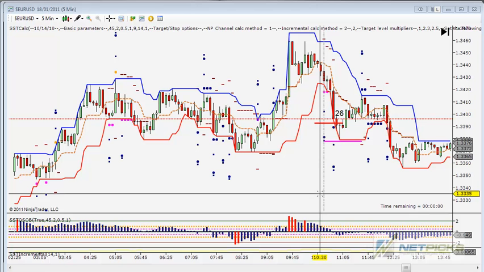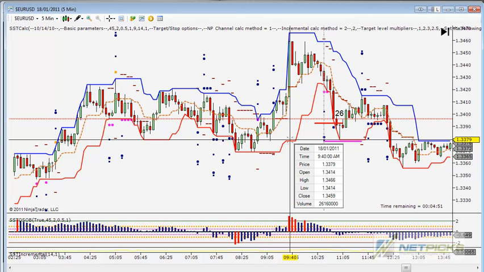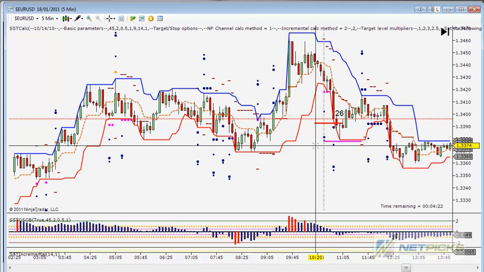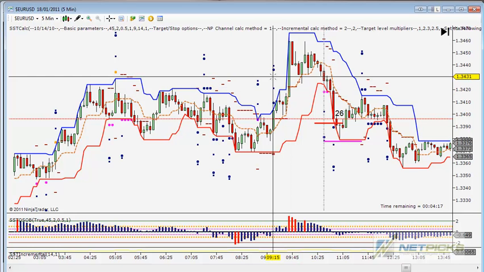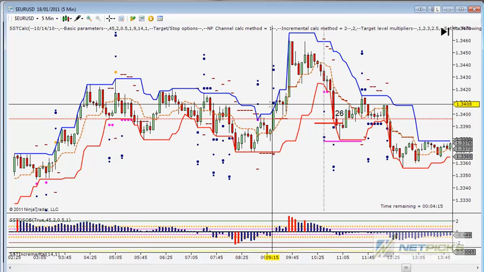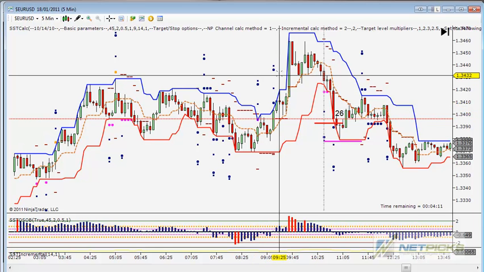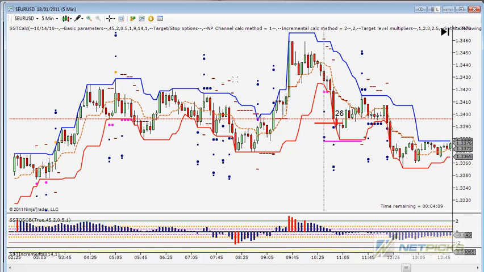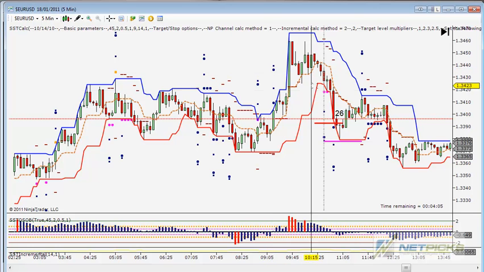So let's just walk through. First, we're going to look at the Euro US dollar 5-minute chart, and this is the 18th. What we're going to see here is we come in at 9:20. There's already a trade set up, a full target winner right here, the basic setup, which occurs right after the reversal type trade. I didn't take it because my start time was 9:30.